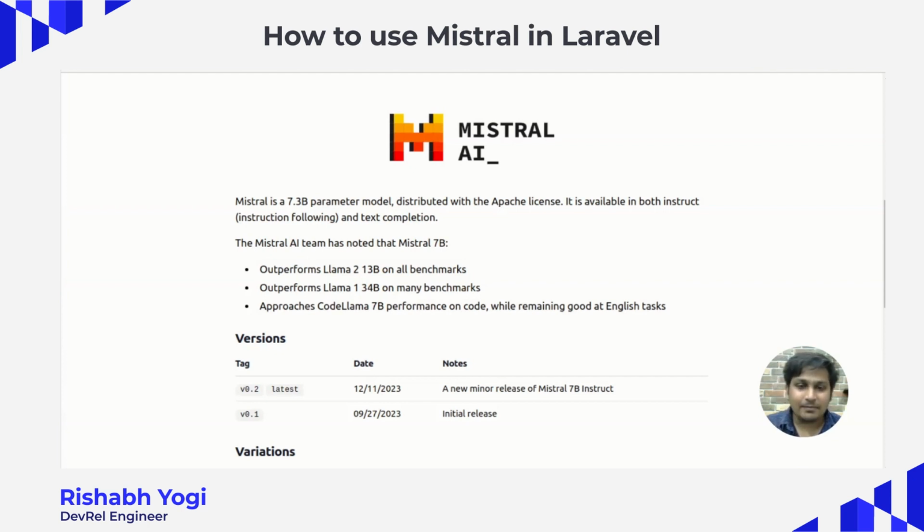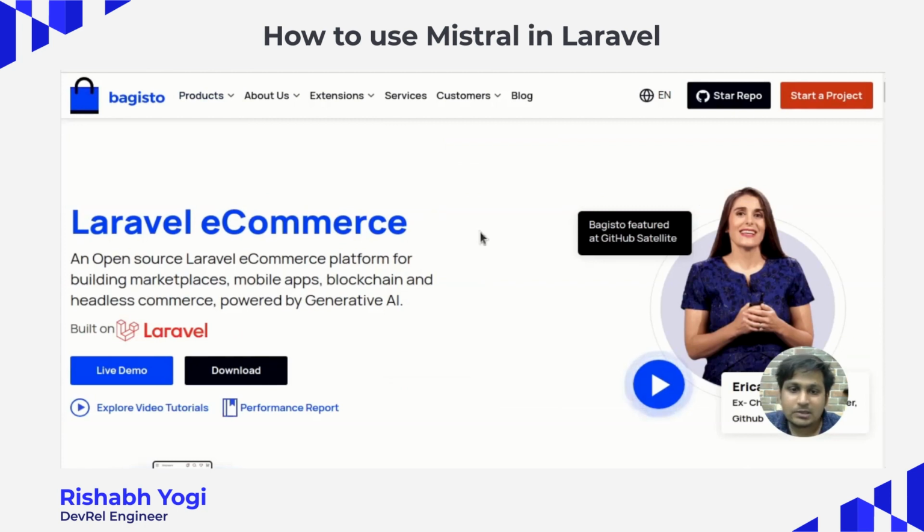Today we are going to discuss how to use Mistral in Laravel. Mistral is an AI company based in France. They specialize in creating fast and secure LLMs that can be used for various tasks such as chatbots and code generation. So we are going to showcase an example in Laravel-Bagisto. Bagisto is a popular e-commerce framework that is built on Laravel, and we will handle the functionalities of Mistral in it.